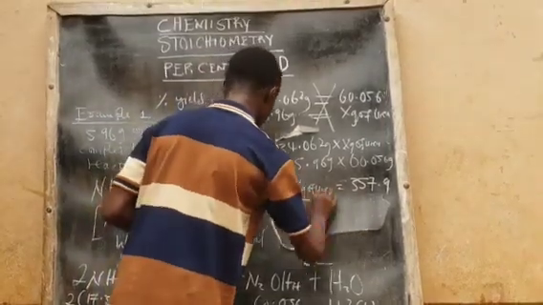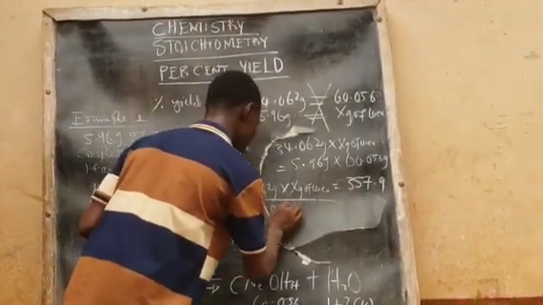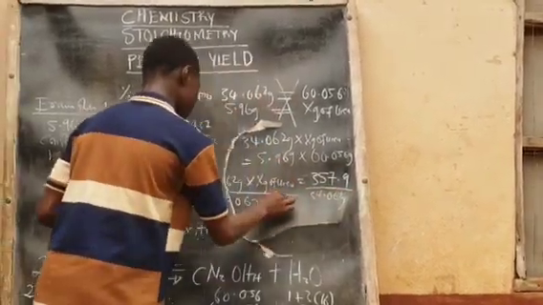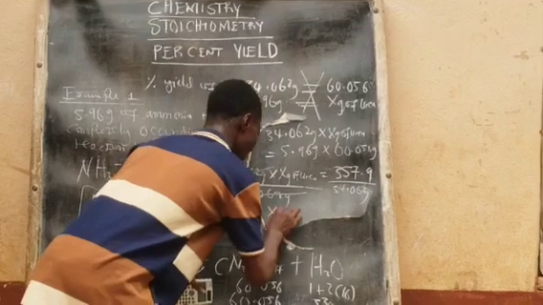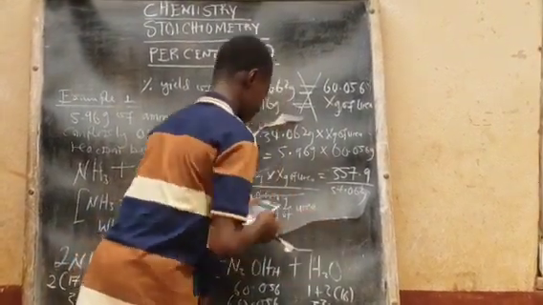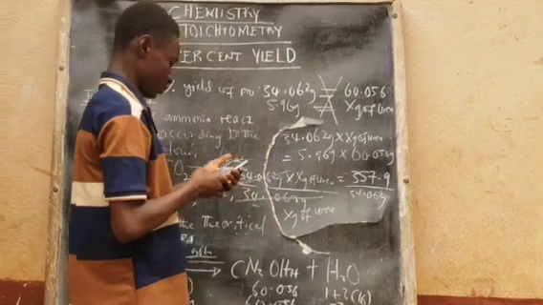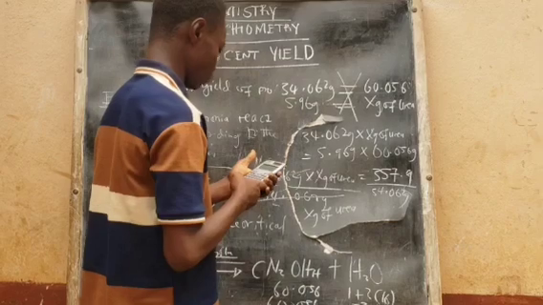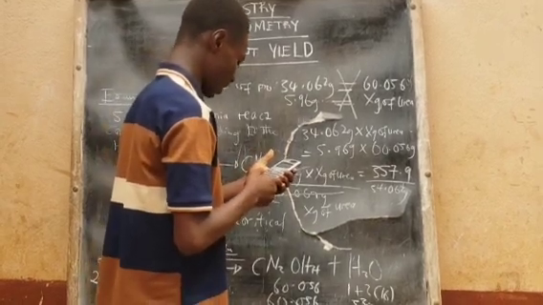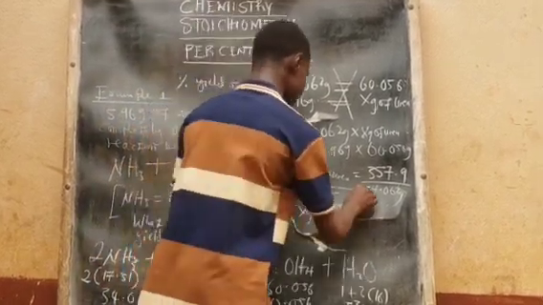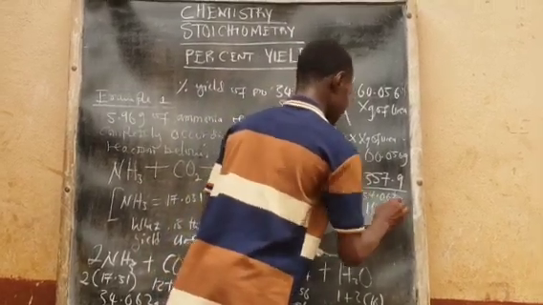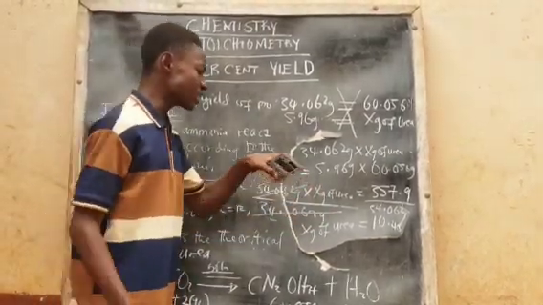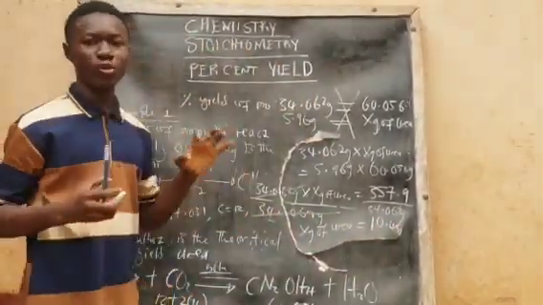I will have to divide both sides by what? 34.062 gram. This cancels this, so I will have X gram of urea to be 357 divided by 34.062 gram. It gives me 10.48, and this 10.48 gram is the theoretical yield.